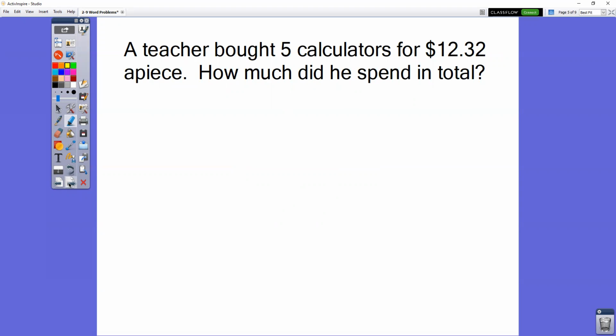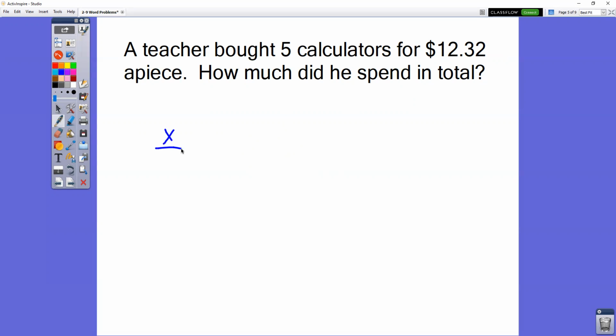A teacher bought 5 calculators for $12.32 apiece. How much did he spend in total? So a teacher bought 5 calculators and each one was $12.32. How much did he spend in total? Well, normally what you would do to solve this would be to multiply these two numbers together. Remember, since we want to multiply in order to solve it, we have to set up a one-step dividing equation. The opposite of multiplying is dividing.